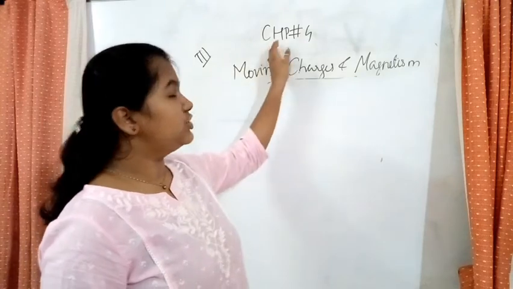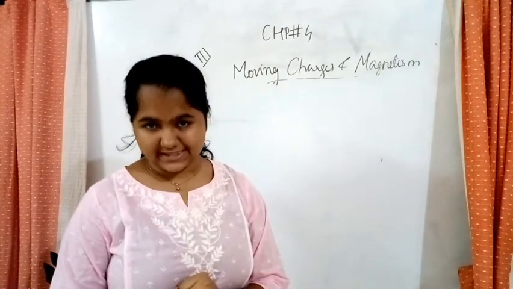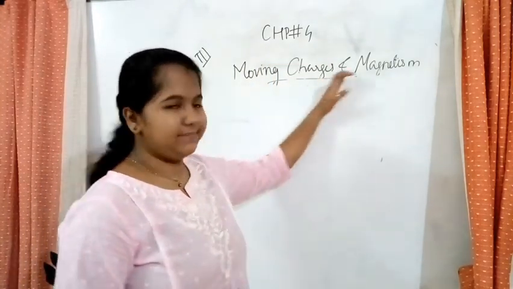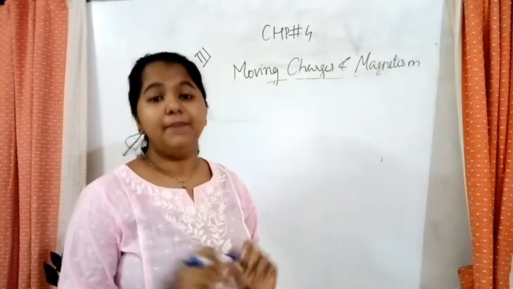Today we'll be dealing with Chapter 4 of Physics Class 12 CBSE. The chapter is Moving Charges and Magnetism. That's the chapter that comes under magnetism.